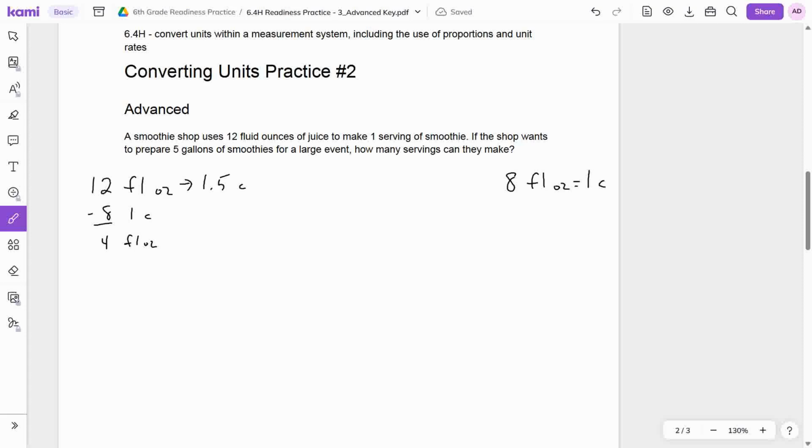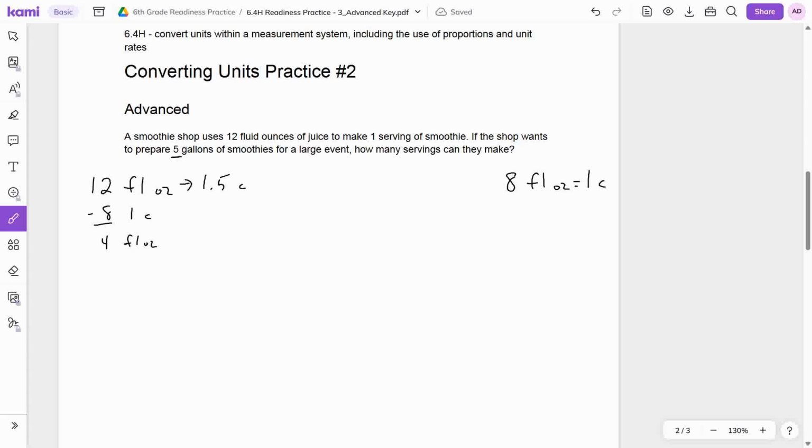Now I can keep moving that up, and I can figure out how many pints and how many quarts that makes. But honestly, since we're getting smaller and smaller, it might be easier to go from this gallons and move this down into the fluid ounces. Okay, so let's do that.